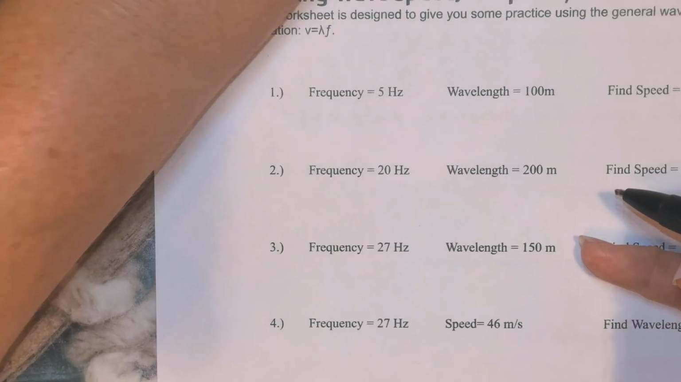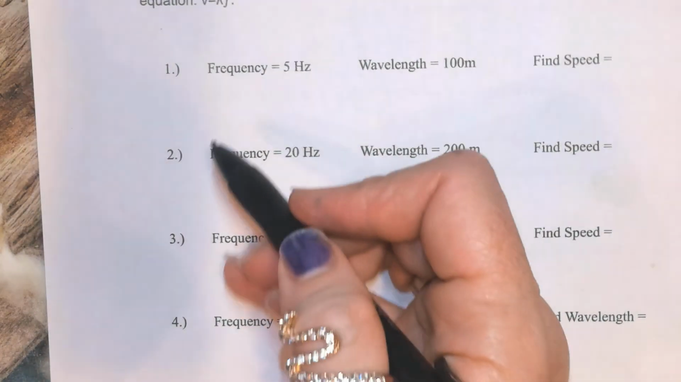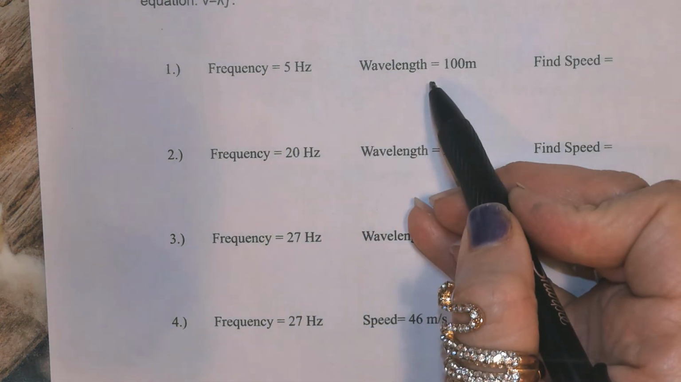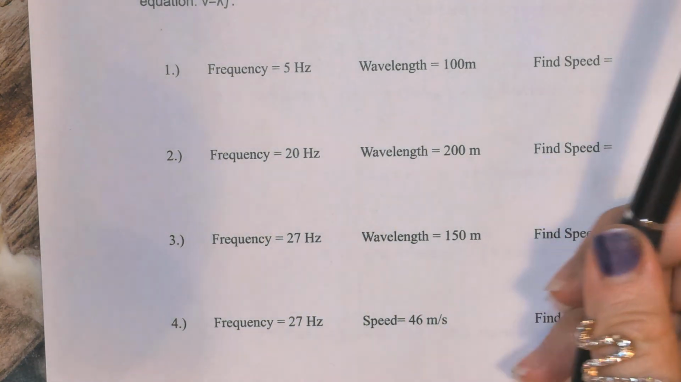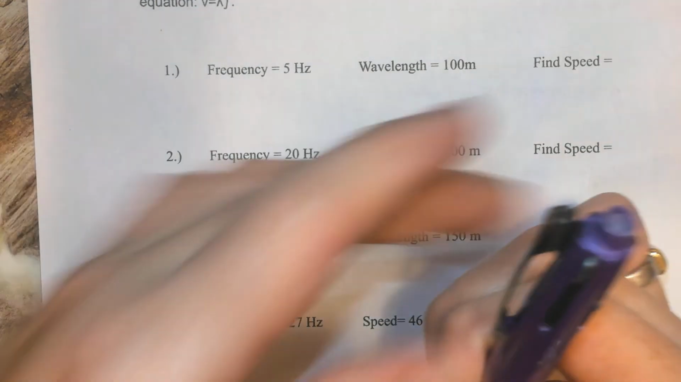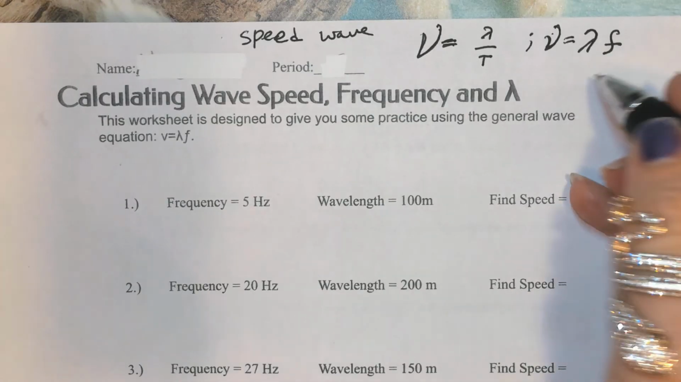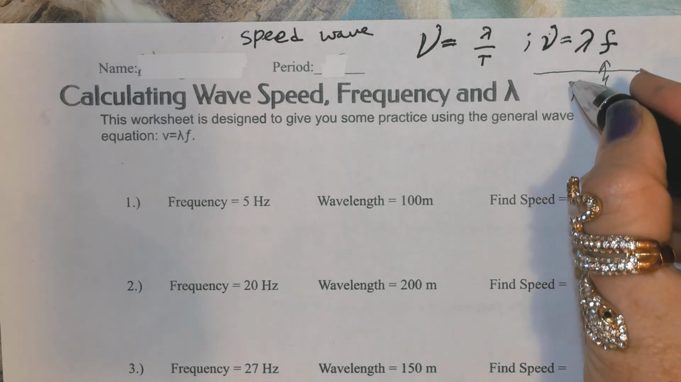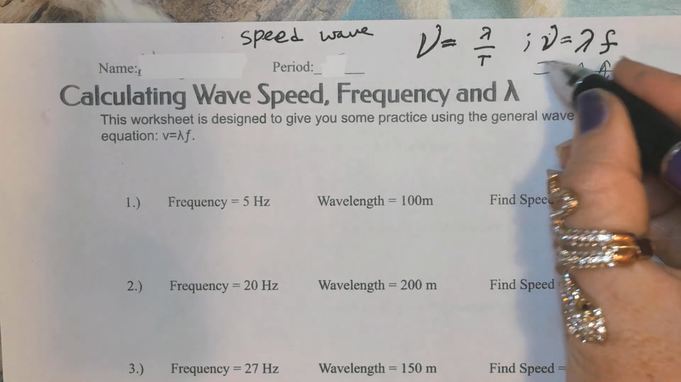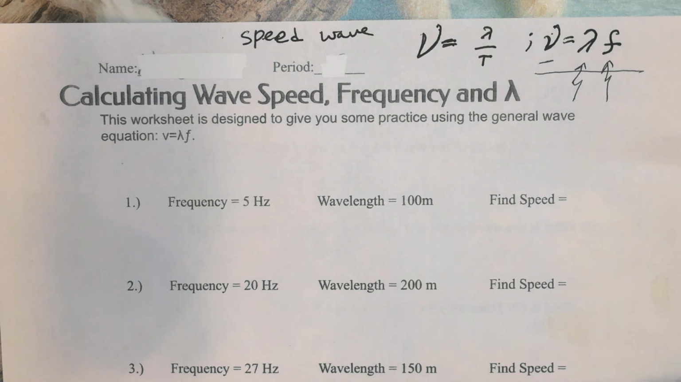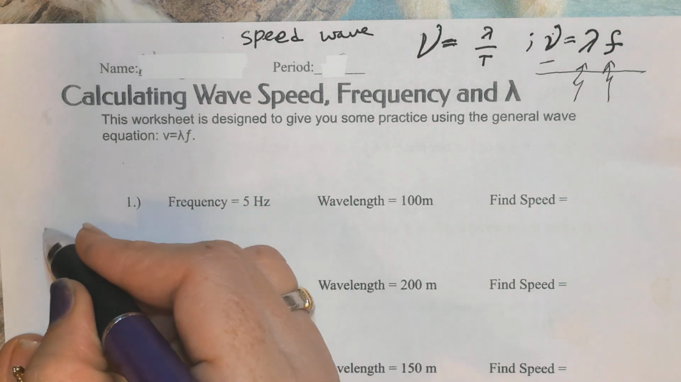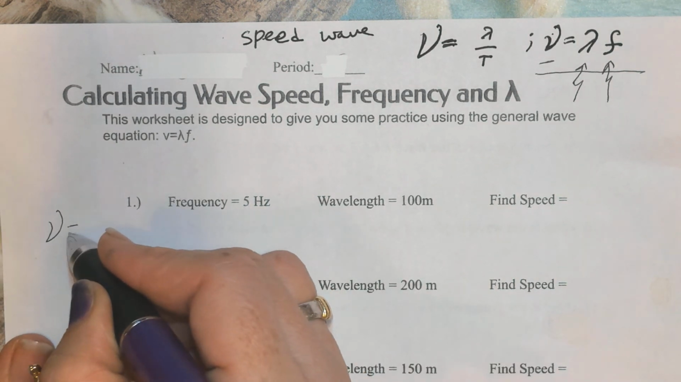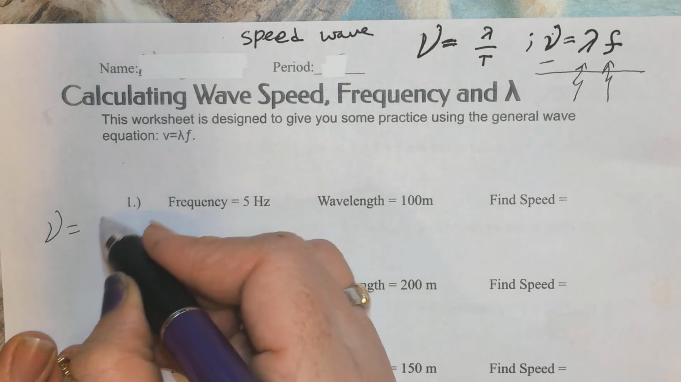Okay, question number 1. You are given the frequency and the wavelength and asked to find the speed of the wave. Let's use this second equation because we are given frequency and wavelength, and then we can calculate the speed of the wave. I'm going to write the equation again over here because I always like to start with the equation that I'm going to use.